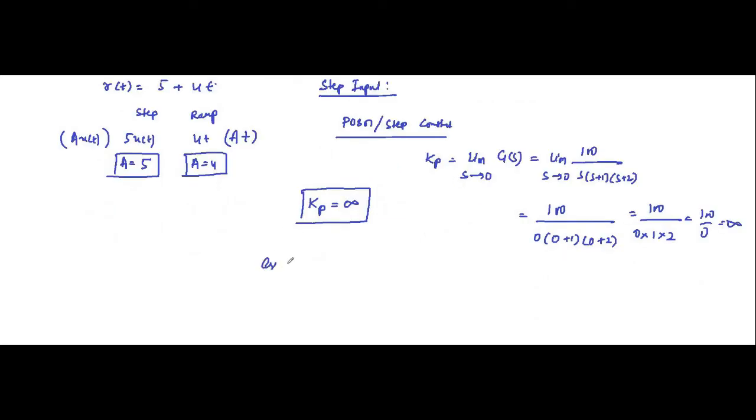As per the formula, the steady state error due to step input is equal to A by 1 plus Kp. Here the value of A for the step input is equal to 5, so 5 by 1 plus infinity. 1 plus infinity is equal to infinity, a very high value in the denominator, so it is 5 by infinity, which is equal to 0. So the steady state error due to step input is equal to 0.